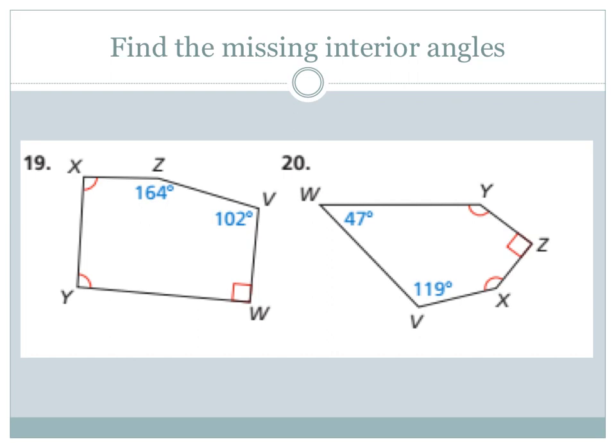So we need to find the missing interior angles. The first thing I'm going to do is figure out how many sides I have. 1, 2, 3, 4, 5. So n equals 5. Next I figure out the sum of all the angles of a 5-sided convex polygon. 5 minus 2 is 3. 3 times 180 is 540. So I know that all of these angles together have to add up to 540.